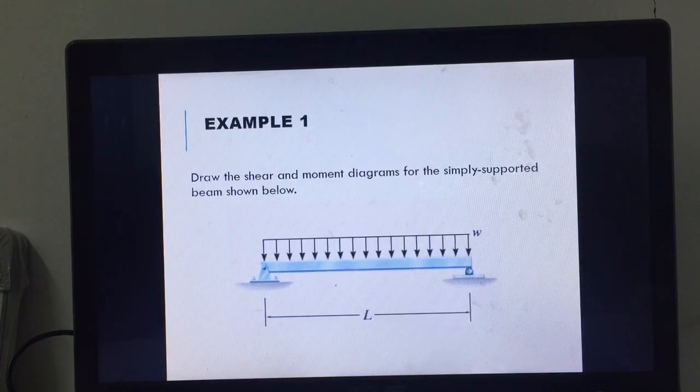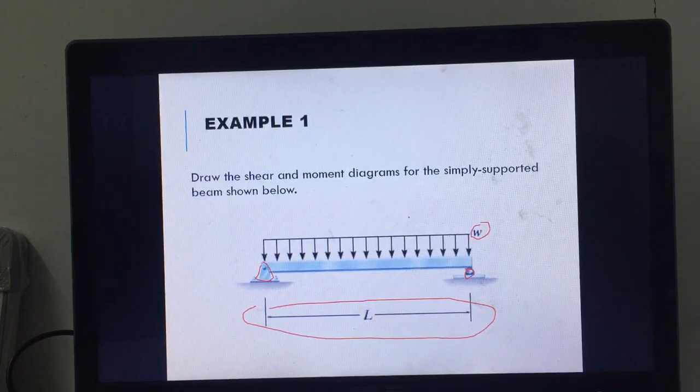So for this example one, this is a simply supported beam. You see, simply supported beam. It has a pin support here, and then a roller support at the end, and a uniformly distributed load W is applied along the length L. The question asks us to draw the shear force and bending moment diagrams for the simply supported beam as shown below.